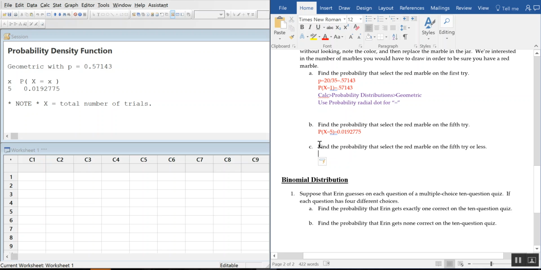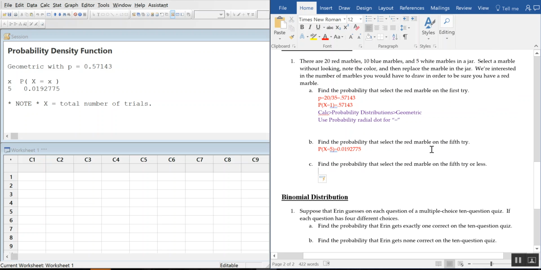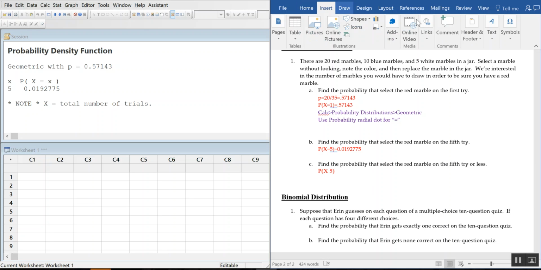This next one you'll notice is a little bit different. Find the probability that the selected number of red marbles is on the 5th try or less. So on the 5th or less. That's less than or equal to 5. Be careful with these, because if it was just less than 5 tries, you'd be doing less than or equal to 4, because it would be 4 or less. Because, and this is the sad part about doing this, Minitab will only do less than or equal to's in the Calc menu. If you're wondering how you might do a greater than or something else, we'll get into that. So less than or equal to 5.